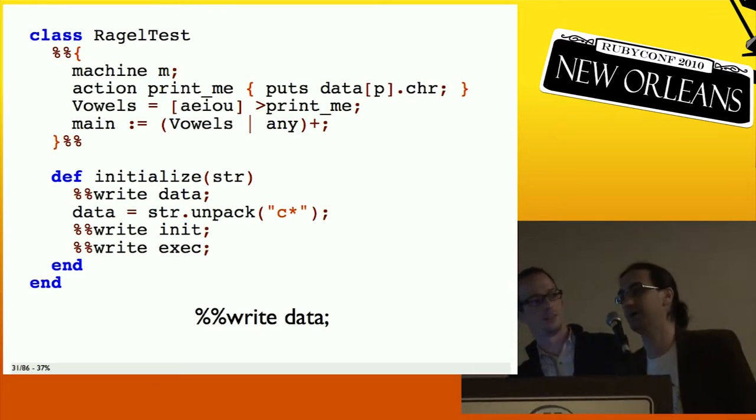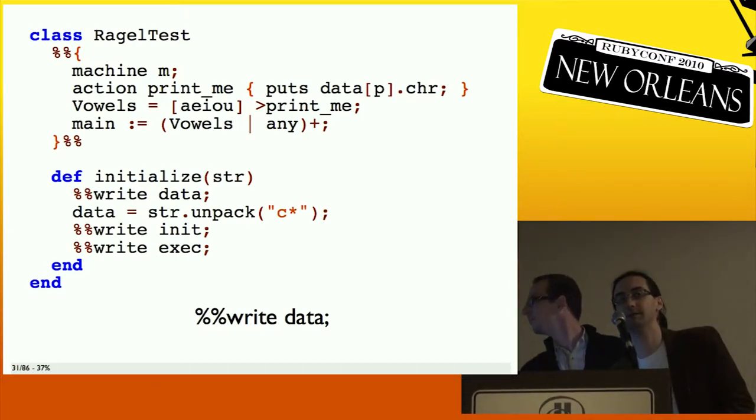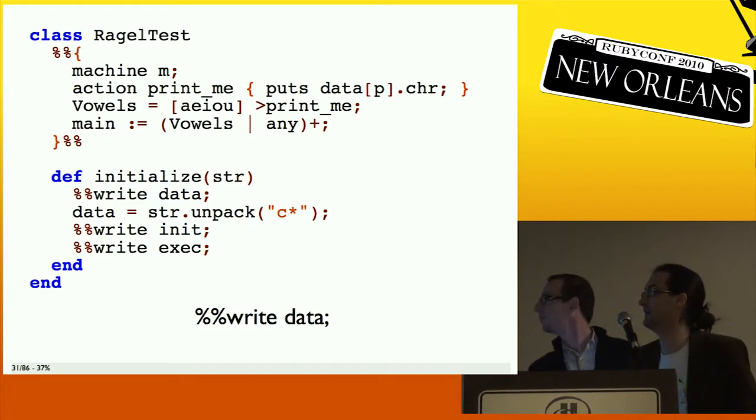Those %s, they're like macros. Like if you ever used C, that's basically a define statement. When you process that with Ragel, you think of it as a preprocessor, it spits out a bunch of stuff where that is in the Ragel file.